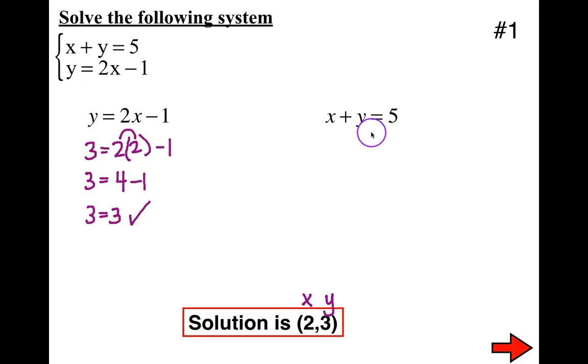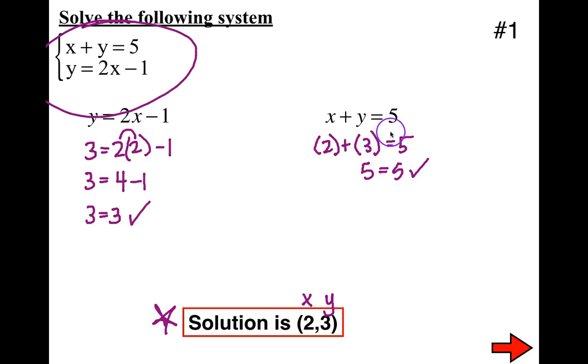Now we have to check to make sure it works for the second one. Here the value of x is 2, so we put 2 here, plus y, which is 3, is supposed to equal 5. 2 plus 3 is 5, so does 5 equal 5? Yes. So I'm confident that the solution is indeed (2, 3). So please make sure you take the time to check your work. That way you're 100% sure that it is a solution to the system.